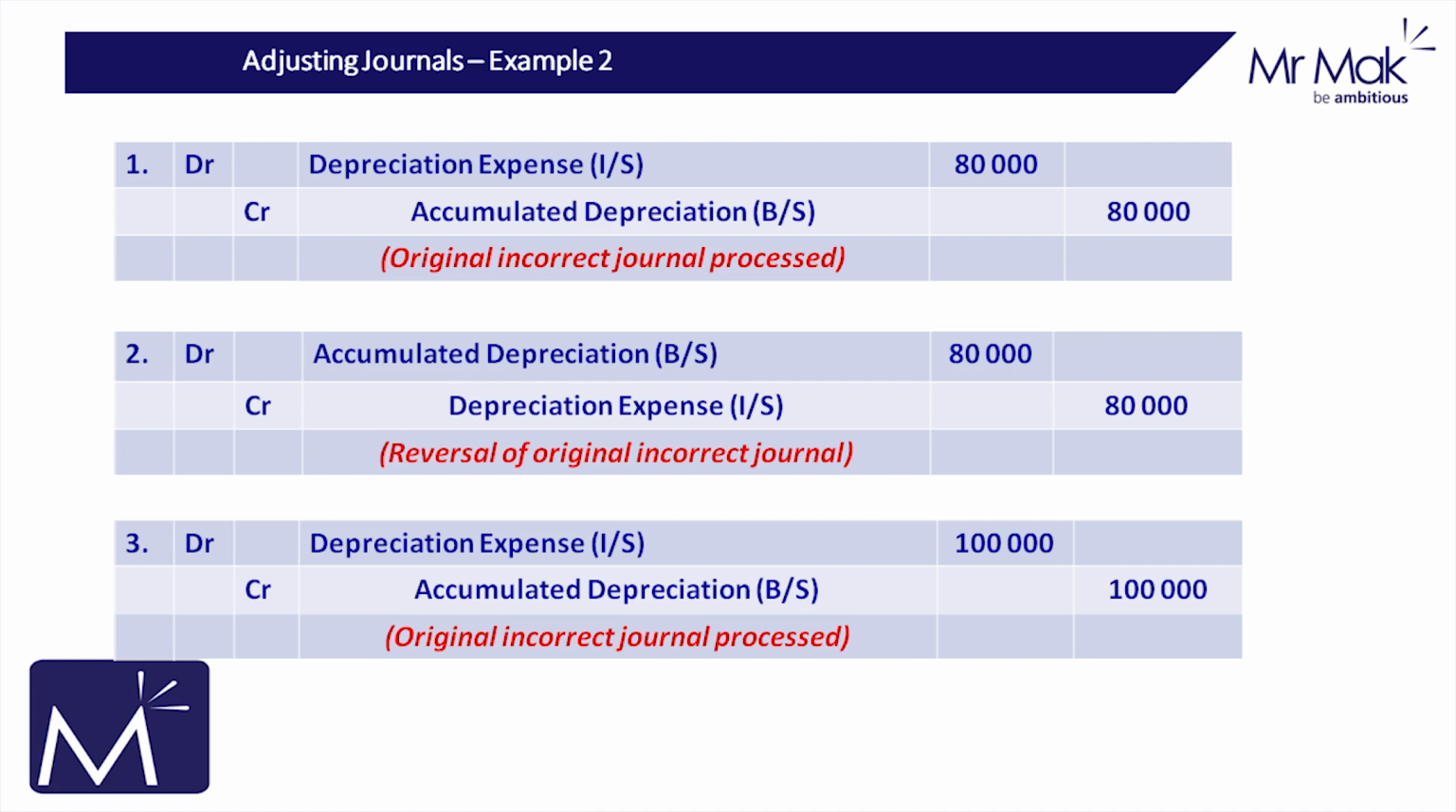Second step, let's process the correct entries. We simply debit depreciation expense of 100,000 and we credit the accumulated depreciation of 100,000 in the balance sheet. One last example just to make the point and to kill it. Panache is the bookkeeper at Macmart Limited. He's responsible for all journal entries.